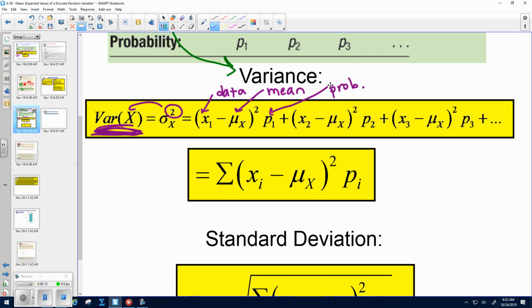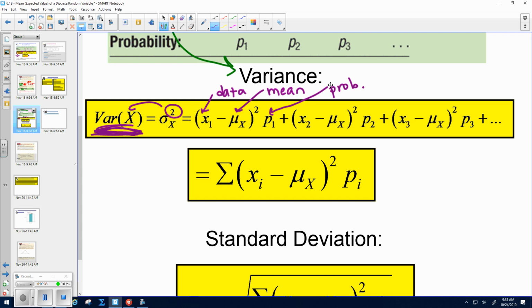Plus the next data point minus the mean squared times its probability, plus the next data point minus the mean squared times its probability. Okay, this should look familiar. The only thing is, when we did this before and we only had one set of data, there were no p's in that formula. It was just the data point minus the mean squared plus the next data point minus the mean squared. That was how we calculated standard deviation, and our calculator helped us out as well.